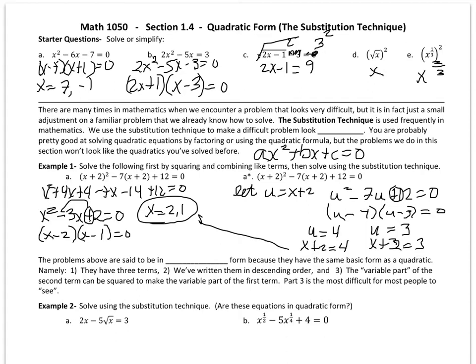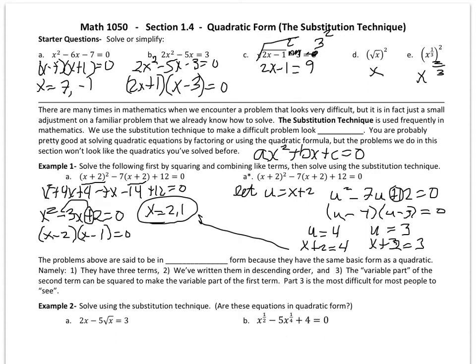All right, so the problems above are said to be in quadratic form. What's called quadratic form because they have the same basic form as a quadratic. Namely, number 1, they have 3 terms. Number 2, we've written them in descending order. And 3, the variable part of the second term can be squared to make the variable part of the first term. So if I take x plus 2 right here and I square it, I get x plus 2 squared. Okay, that's what we mean by that part. Now part 3 is most difficult for people to see sometimes.